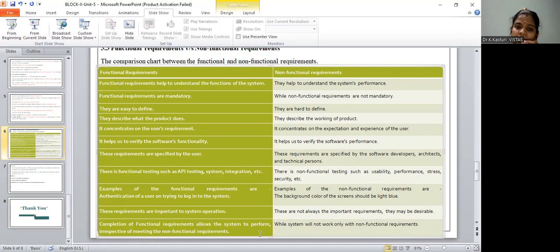Completion of functional requirements allows the system to perform irrespective of meeting the non-functional requirements, whether we are maintaining the quality, performance, security, etc. Apart from that, we should complete the functional requirements. But the system will not work only with non-functional requirements. It's not mandatory here. Now it was very clear in the slide, the difference between the functional and non-functional requirements. Okay, move on to the next slide.